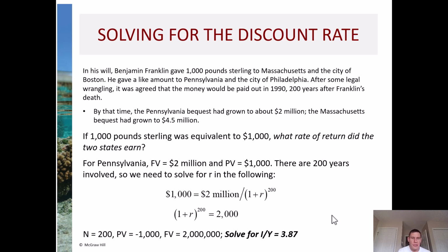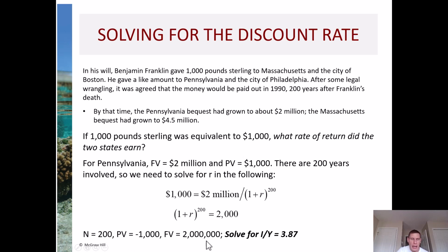So for Pennsylvania, the future value, of course, is 2 million. The present value is 1,000. There are 200 years involved, so we need to solve for R in the following. A lot of this stuff, guys, is just plugging in numbers, just making sure you plug them in the right places. 1,000 equals 2 million over (1 plus R) to the power of 200. So you can see (1 plus R) to the power of 200 is just going to give you 2,000, right?